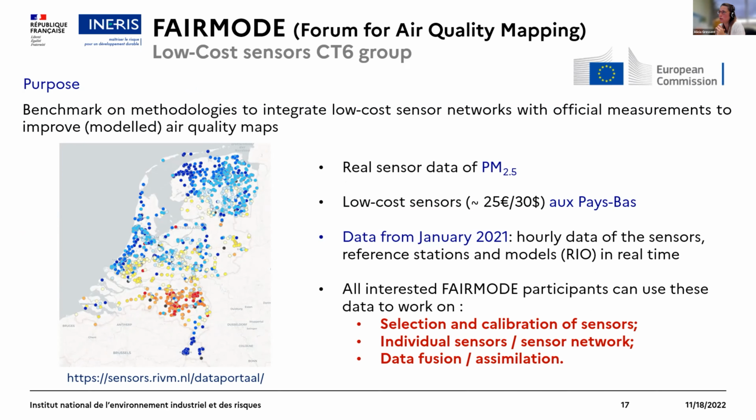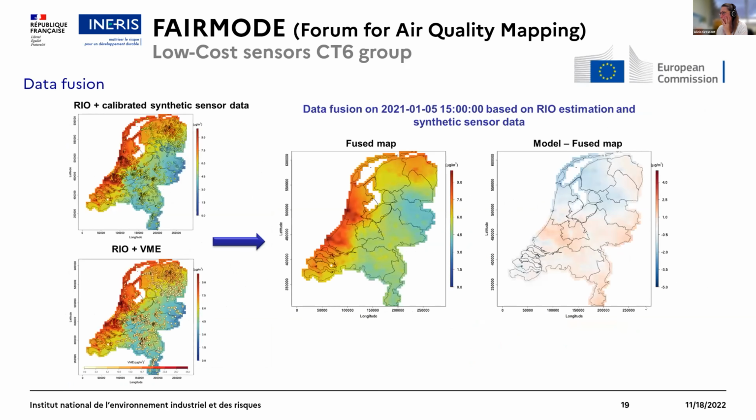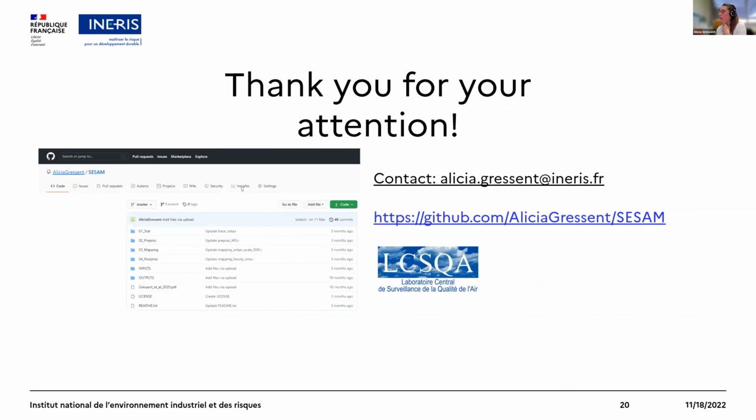So here, this is at national scale. We used fixed sensors to try to improve the air quality map. So we compare the different methodologies that each country has developed for network calibration and data fusion. So I won't go into details. But we just try to adjust our SESAM tool at this national scale, by using corrected data from a sensor network here. So I think I'm done for this presentation.